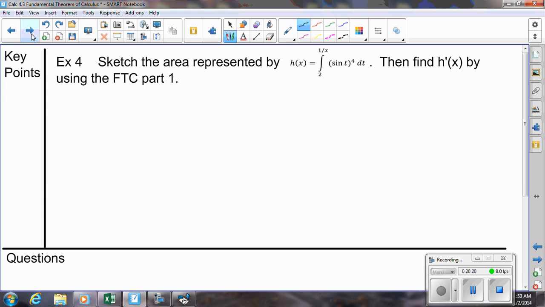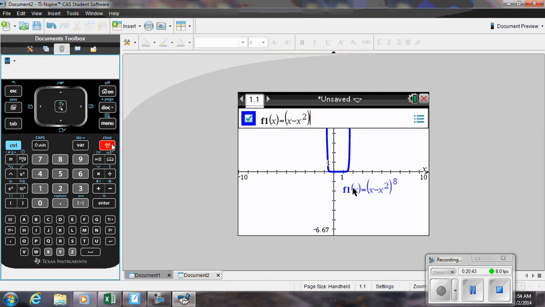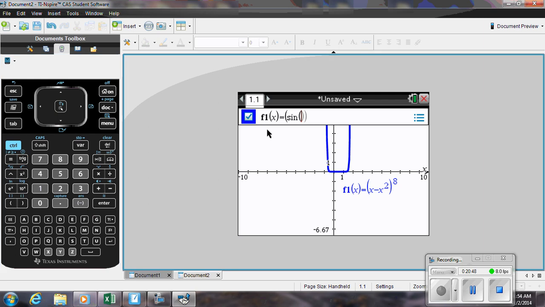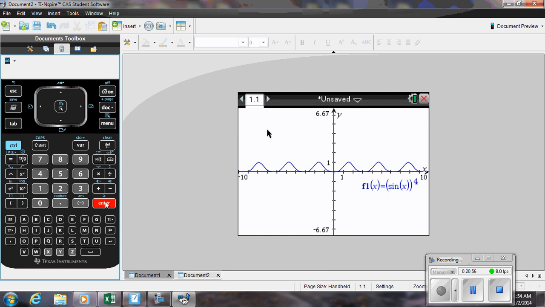Okay, what about this one? H of x equals the integral from 2 to 1 over x of sine of t to the fourth. Well, once again, we've got sine of t to the fourth. We could type that into our calculator. So we've got the sine of x to the fourth power, and there's our graph.